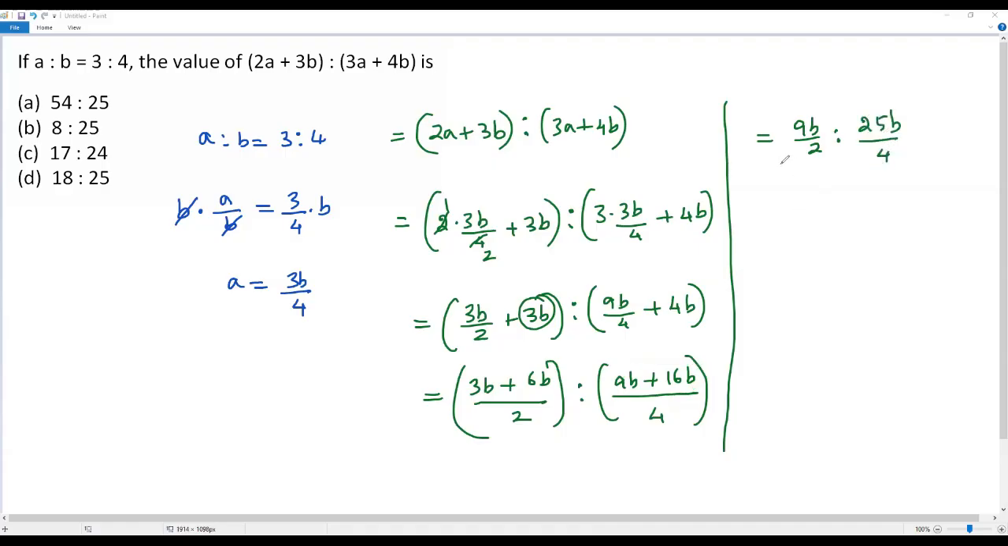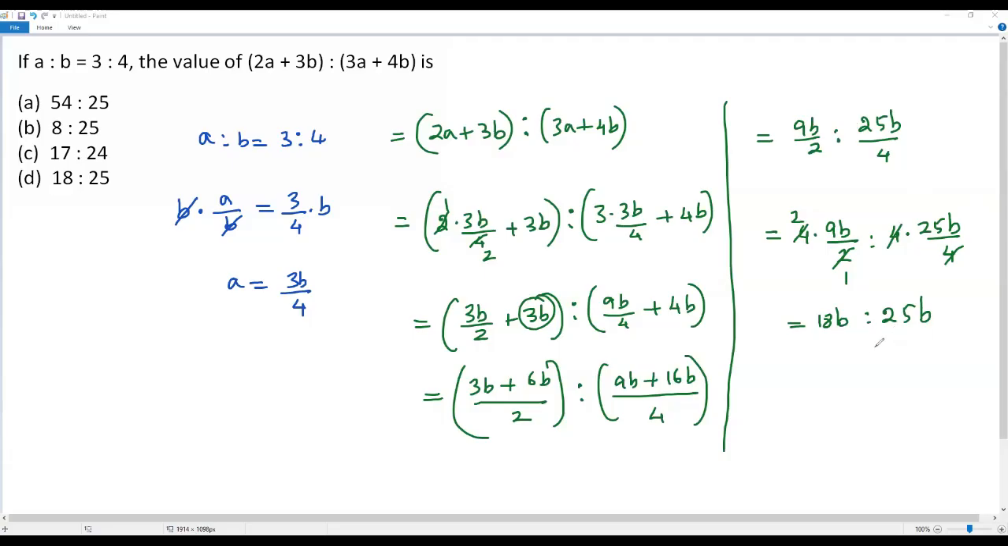Now we can try to get rid of these denominators 2 and 4. What's the least common multiple of 2 and 4? That's 4. So to get rid of the denominators, we have to multiply both the terms of this ratio by 4. Let me multiply the first term by 4. Then I get 4 times 9B over 2. Now let me multiply the second term by 4. Then I get 4 times 25B over 4. This 4 will cancel. 2 goes into 2 one time, 2 goes into 4 two times. Then I get 18B to 25B.